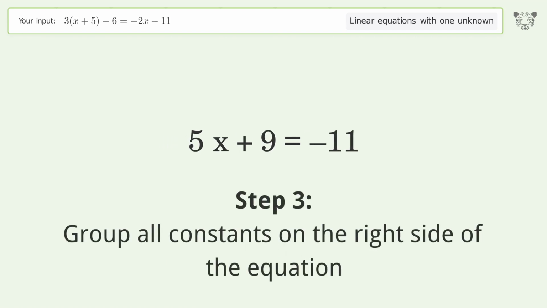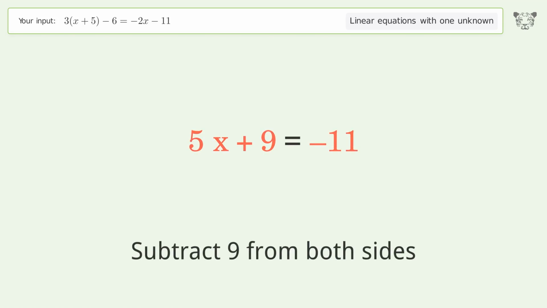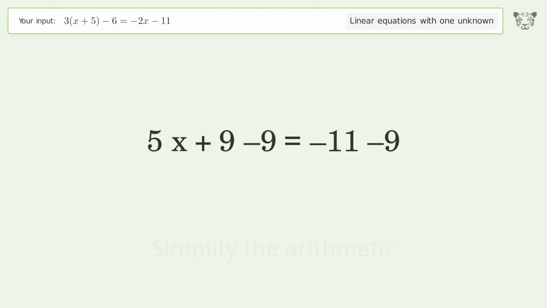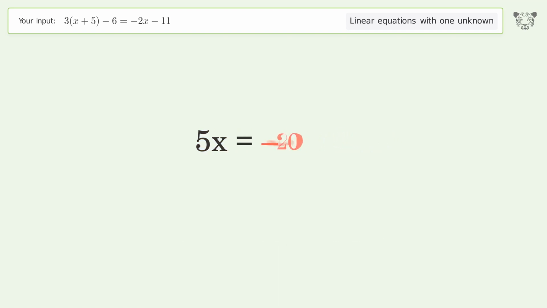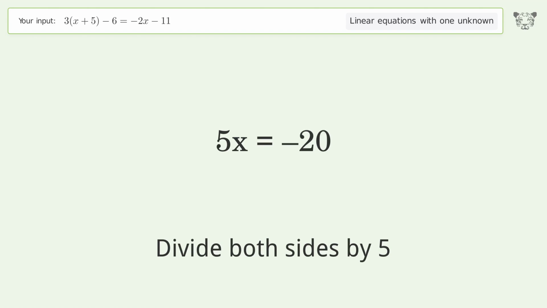Group all constants on the right side of the equation. Subtract 9 from both sides. Simplify the arithmetic. Isolate the x. Divide both sides by 5.